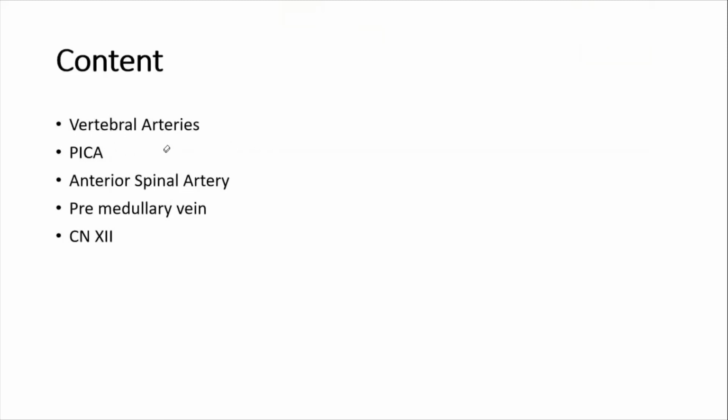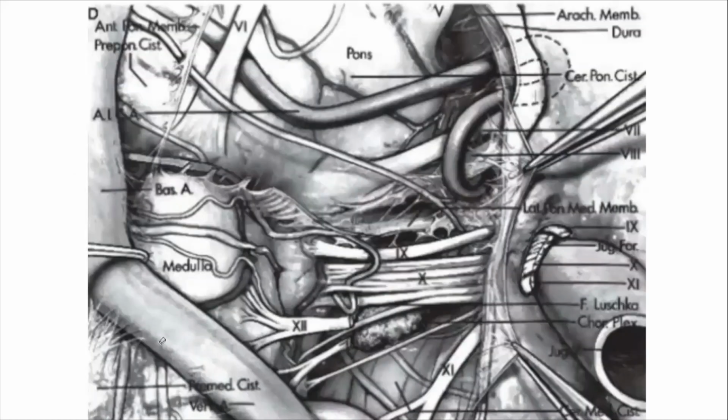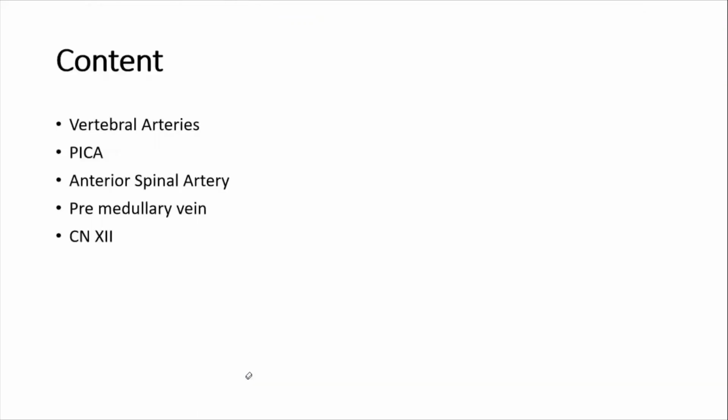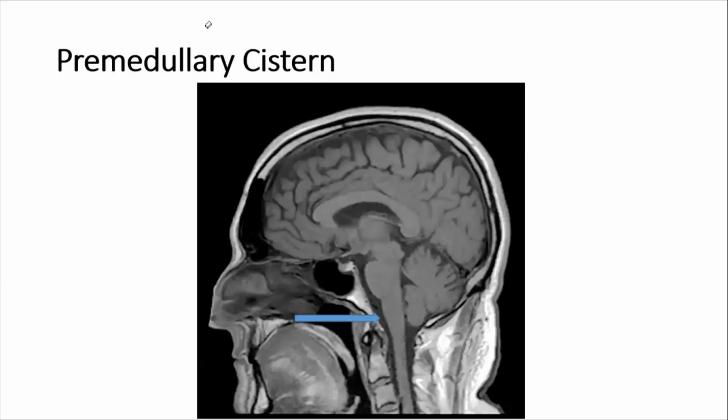So the contents of the premedullary cistern are the vertebral arteries, the posterior inferior cerebellar arteries, and the anterior spinal artery. As you can see over here, the vertebral artery from both sides gives a branch, the anterior spinal artery, which communicates with each other and forms a main trunk supplying the anterior surface of the spinal cord. It also contains the premedullary veins and the 12th, which is the hypoglossal nerve. On an MRI, the premedullary cistern can be visualized like this.